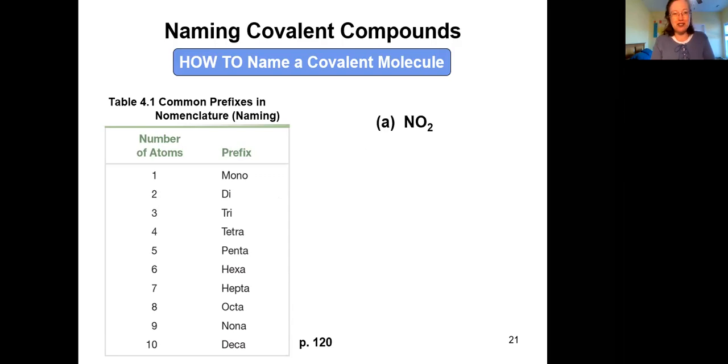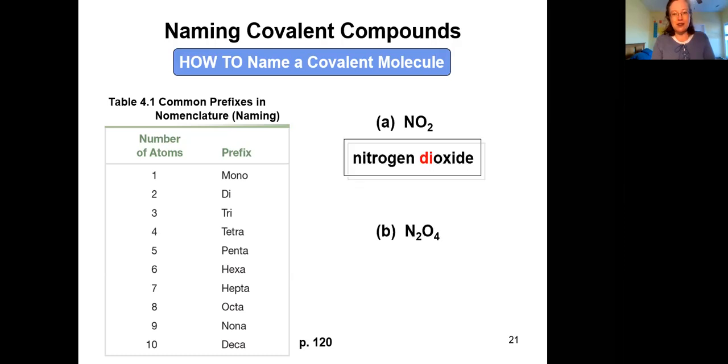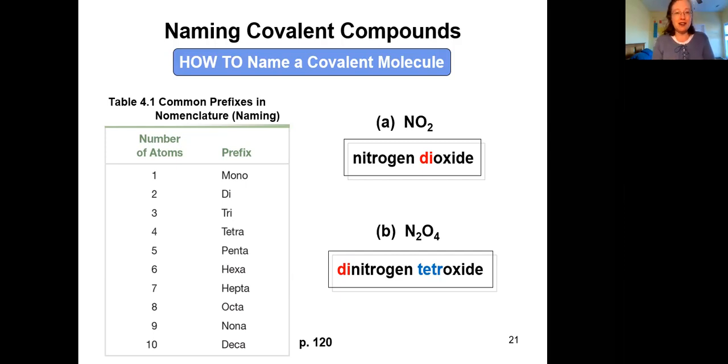NO2, it's not just nitrogen oxide, it's nitrogen dioxide. N2O4, not just nitrogen oxide, it's dinitrogen, because there's 2 nitrogens, and then 4 oxygens becomes tetroxide, dinitrogen tetroxide. And it's going to have different properties than nitrogen dioxide, who has different properties than just nitrogen oxide or nitrogen monoxide. Everybody has a different property, and it can be life or death.